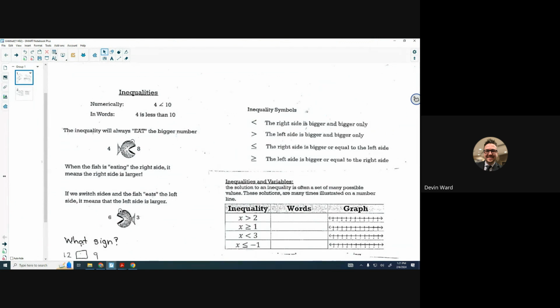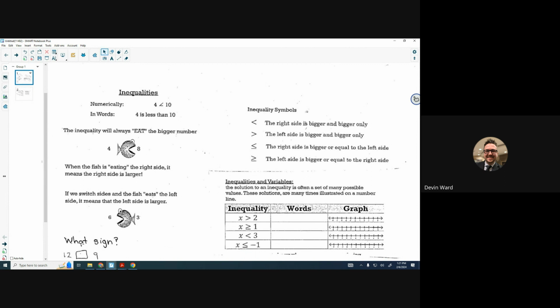So what we're going to do today is talk a little bit about inequalities. The ways we can show inequalities are with symbols, with words, or with number lines. Inequality just means that two numbers aren't equal. So we're not using the equal sign anymore. We're saying that something is bigger than or less than something else. Usually it's with numbers, but it could also be functions.